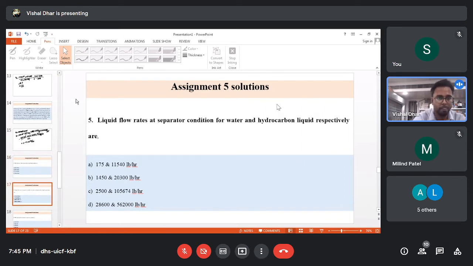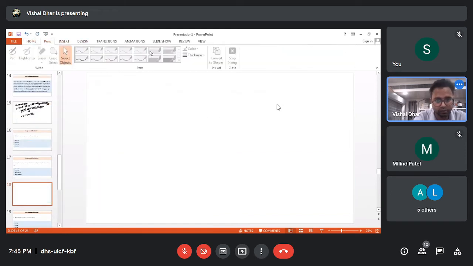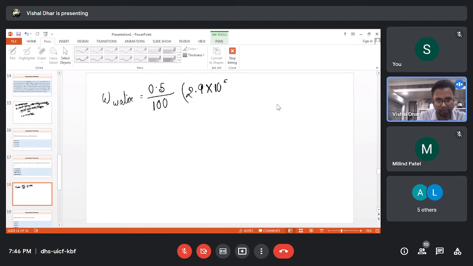For that, find the water flow rate. We have to find how much 0.5% water is coming. So 0.5 by 100 into the flow rate of the hydrocarbon stream, which we have just found to be 2.9 × 10^5 lb per hour. Just solve it and tell me the answer.